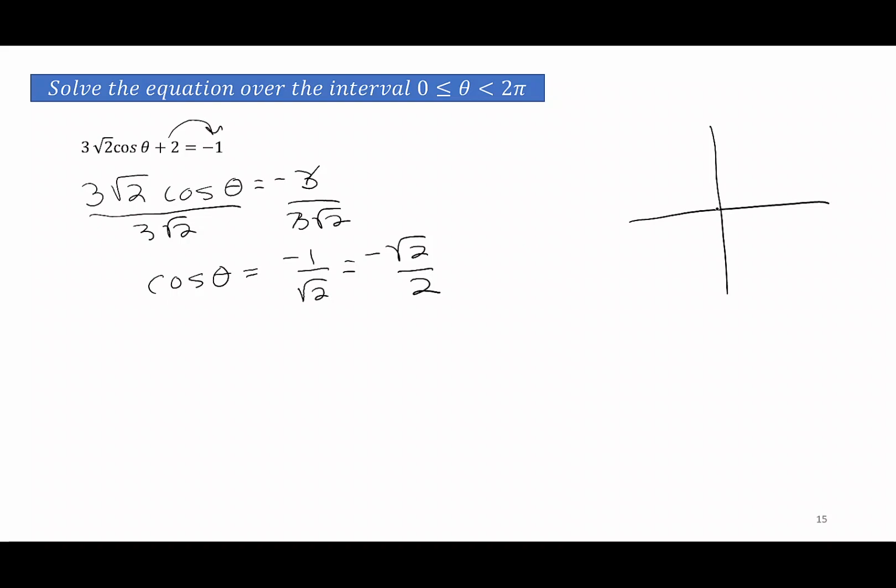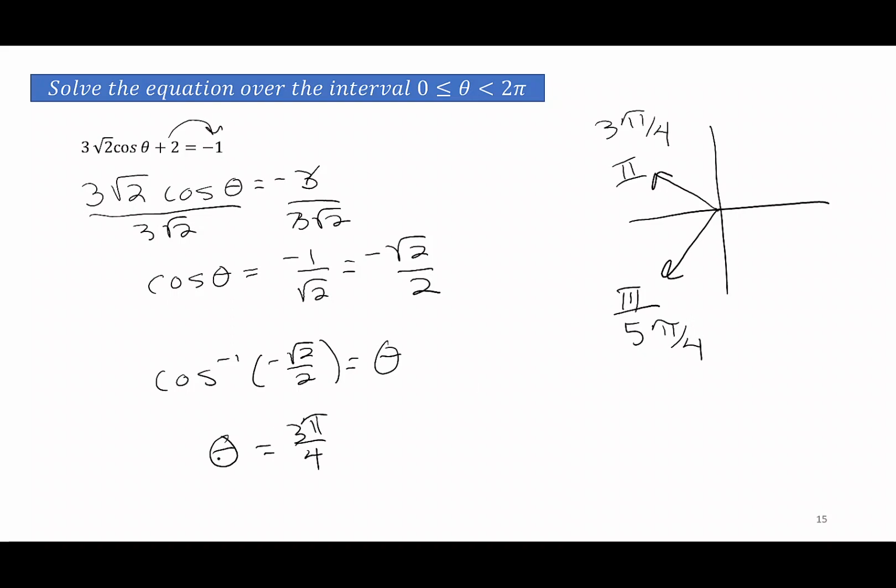Cosine is negative in quadrants 2 and quadrant 3. Cosine inverse of negative square root of 2 over 2 is going to give me 2 solutions. In quadrant 2, I'm going to have 3 pi over 4. And in quadrant 3, I'm going to have 5 pi over 4. Our final answer says theta is 3 pi over 4 and 5 pi over 4.